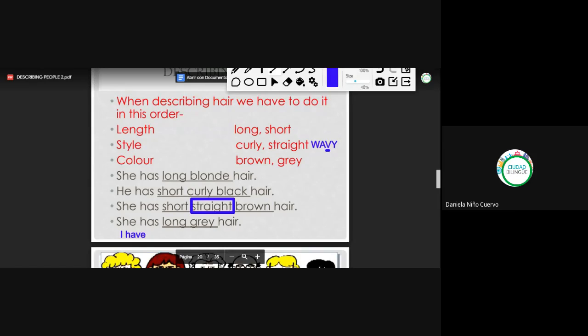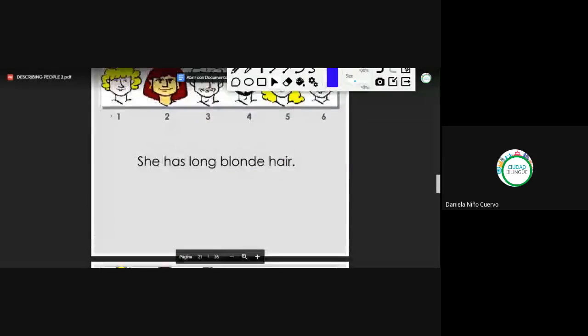And the other ones, long wavy hair. Yes, very good, Consuelo. All right, and Santi, how is your hair? All right, we're going to move on. Por acá yo estoy pendiente del chat. Vamos a pasar entonces a la siguiente actividad.